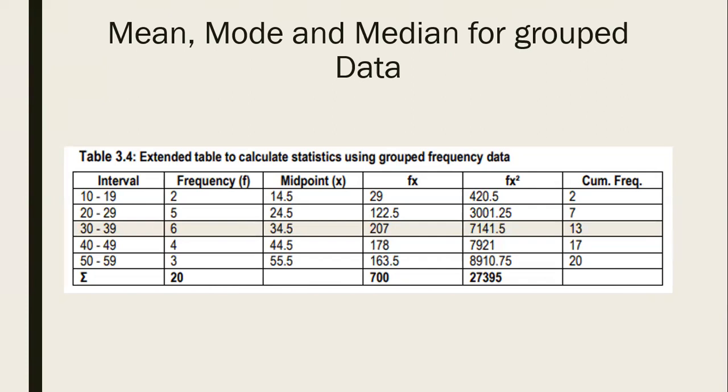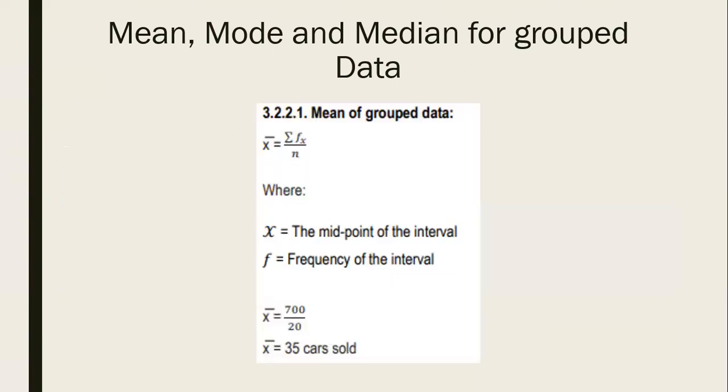Then you need another row where you take the summation of all the frequencies. The summation of all the frequencies is the total number of people that took part. For the midpoint, there's no need to calculate a total. If you add all the fx's, you get the value there. If you add all the fx squared, you get this value. When you have this table, you can now calculate your mean.